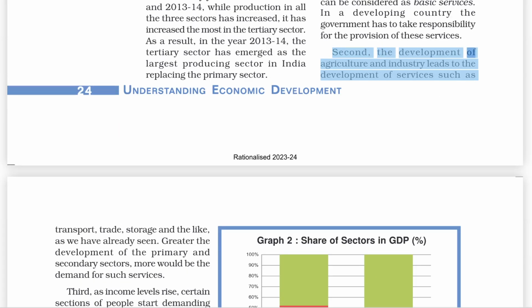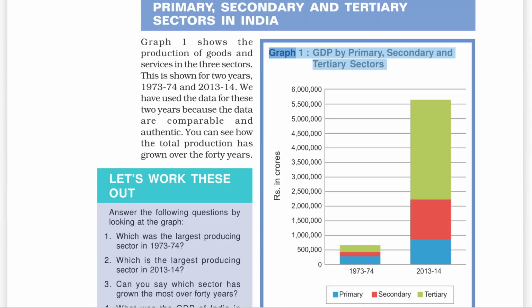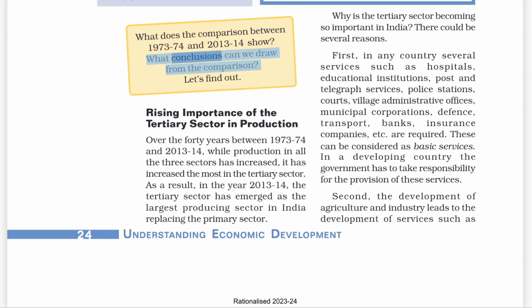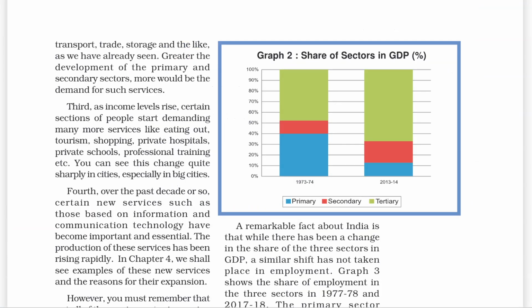Second, the development of agriculture and industry leads to the development of services such as Graph 1, GDP by primary, secondary, and tertiary sectors. What does the comparison between 1973 to 74 and 2013 to 14 show? What conclusions can we draw from the comparison? Let's find out. Sectors of the Indian economy.